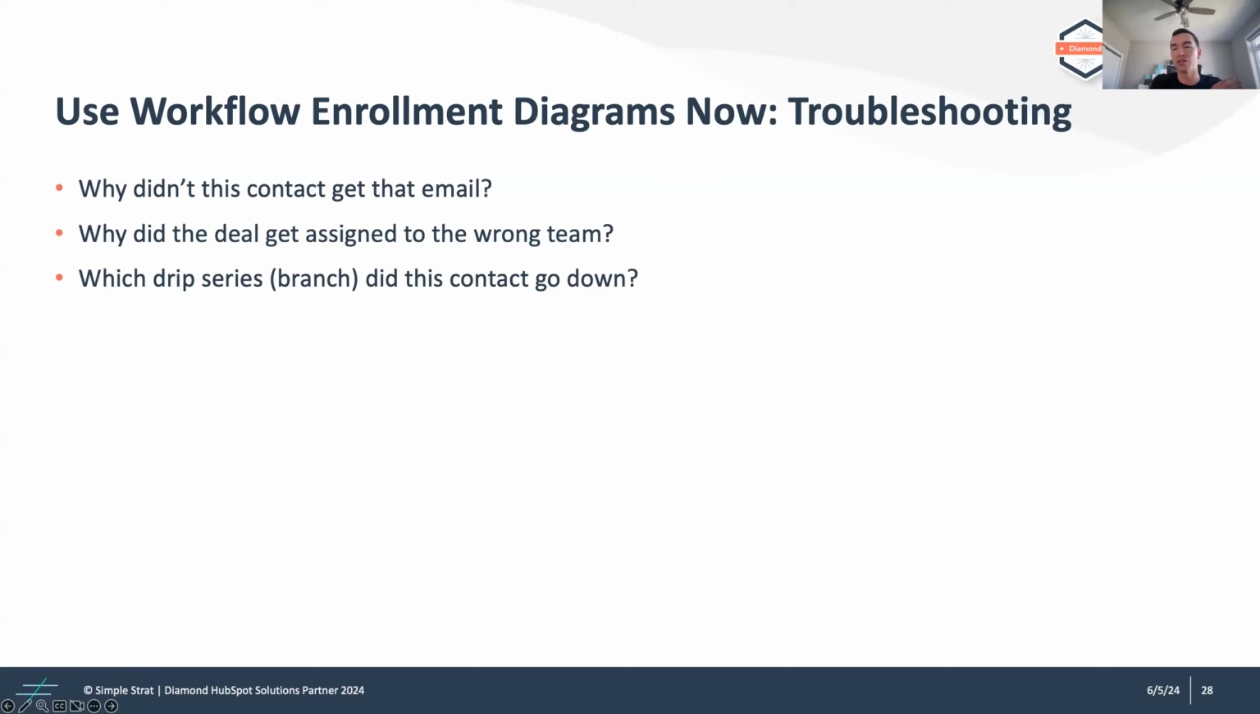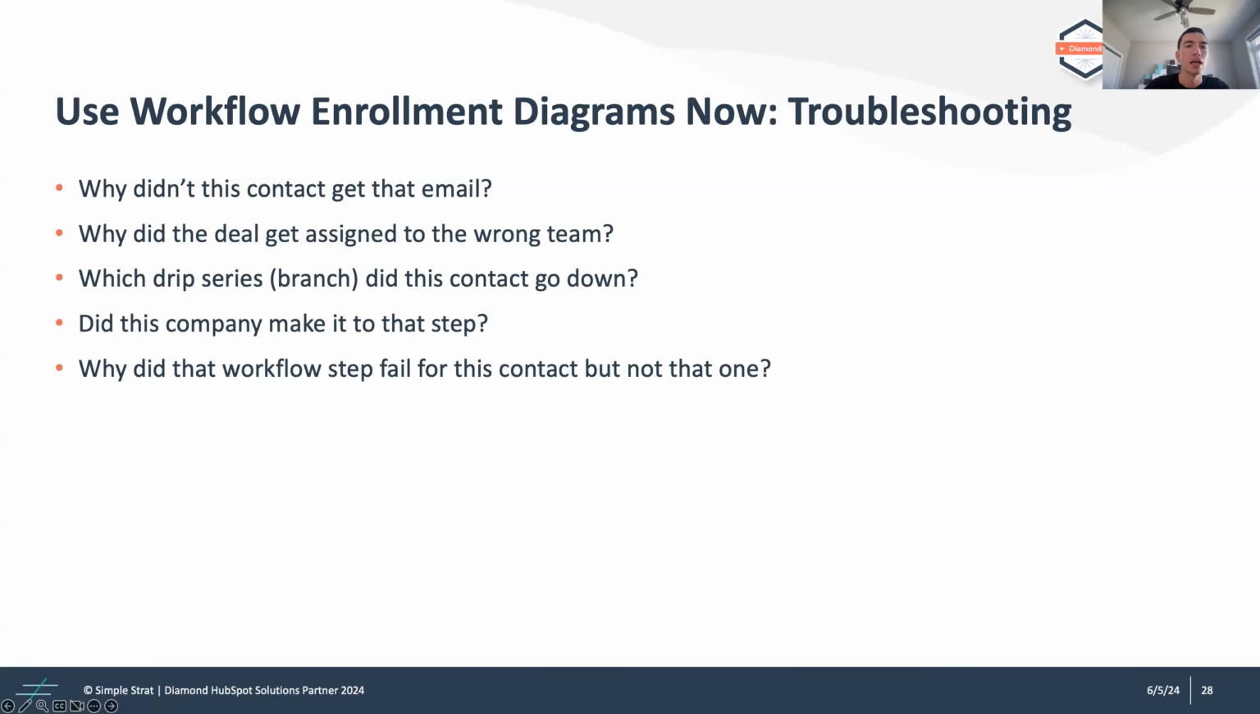We've got a nice complex nurture workflow with different segmented drip series, and we want to know very quickly for a contact which one they went down. We could see that. Did this company make it to that step? How far down did they make it? Did they make it to the step that's in question? And why did this workflow step fail for this contact, but not that one? Again, just questions you might be trying to answer as you troubleshoot your workflows.